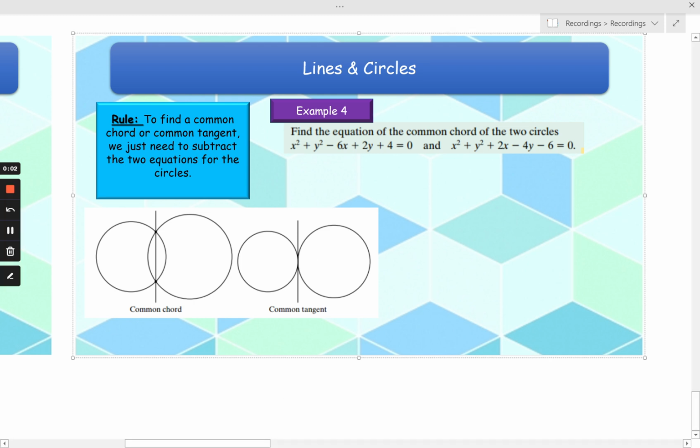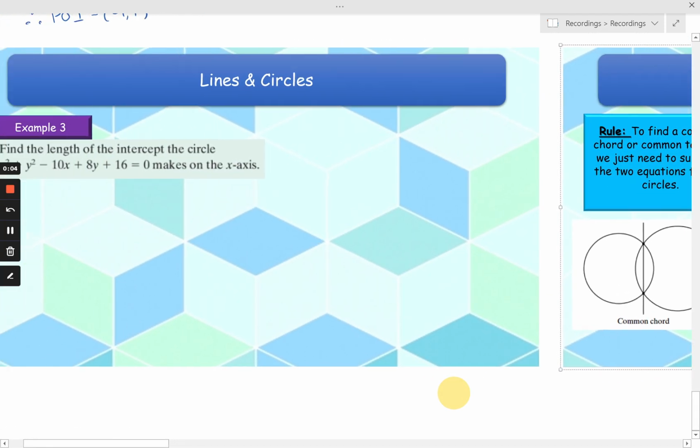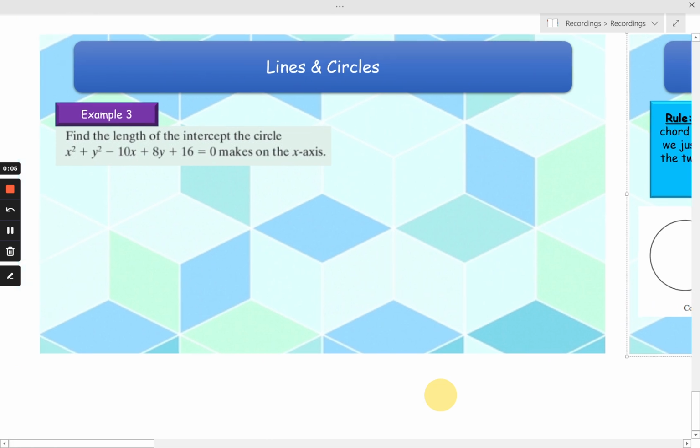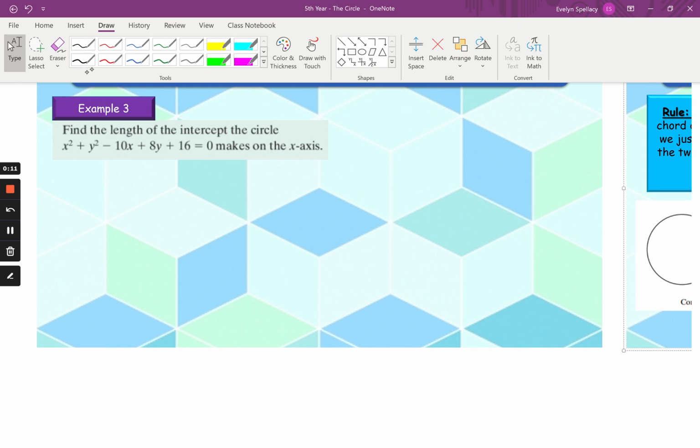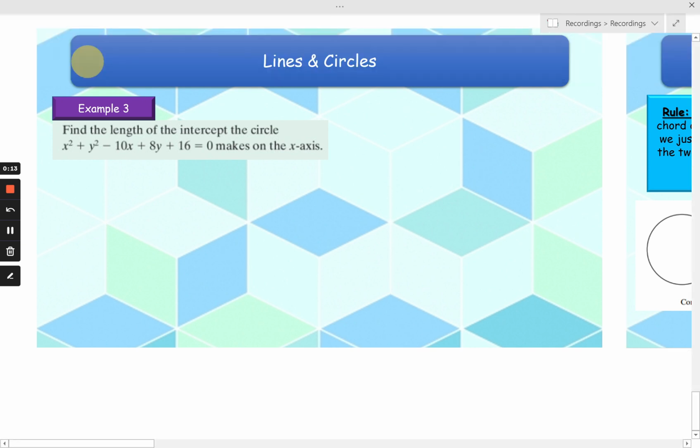Welcome back today, guys, and what we're going to be looking at is continuing our study on chords, lines and circles. And today we're going to be looking at how we can use properties we already know from our coordinate geometry of the line to solve these problems.